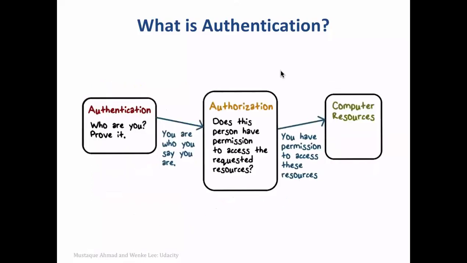Same theme here in the flowchart. Authentication: who you are, prove it. You say who you are, and then authorization says, does this person have permission to access the requested resources, and if so, then you are allowed to use the resources.